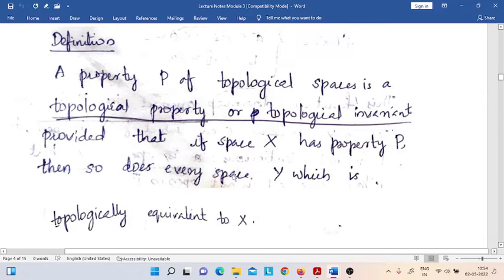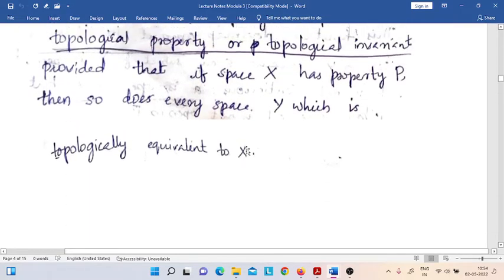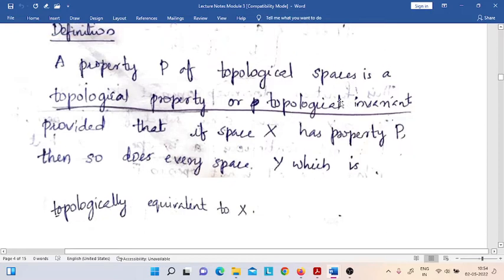So if P can be called a topological property, if P is a property of X and Y is homeomorphic, that is, topologically equivalent to X, or if there exists a homeomorphism from X to Y, then Y must also possess that property. That is the definition of topological properties, and we say that the property is topologically invariant. There are some properties which are topologically invariant, and some other properties which are not.